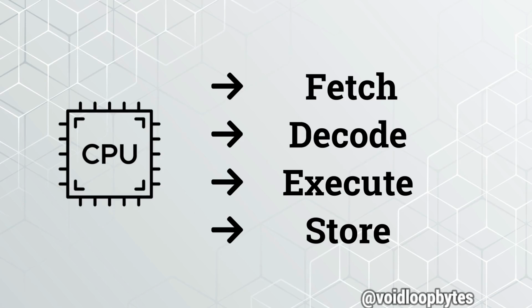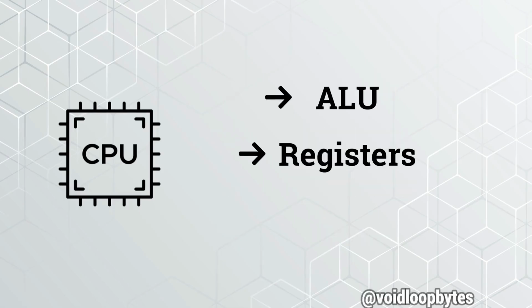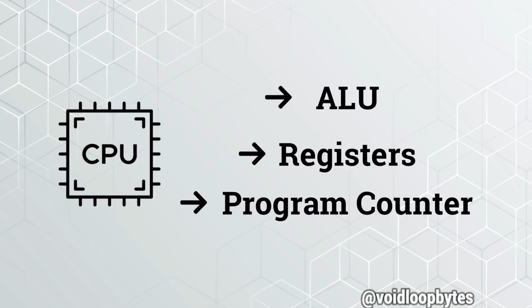Inside every CPU, three important components work together to execute your code: the ALU, registers, and the program counter. First is the ALU, or arithmetic logic unit. It is the calculator of the CPU. It performs arithmetic operations like addition and subtraction, logical operations like AND, OR, and comparisons, all in just a fraction of a second. Next are the registers.